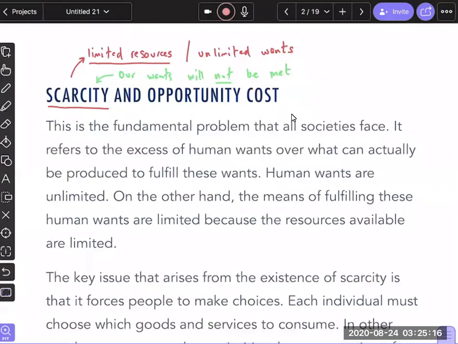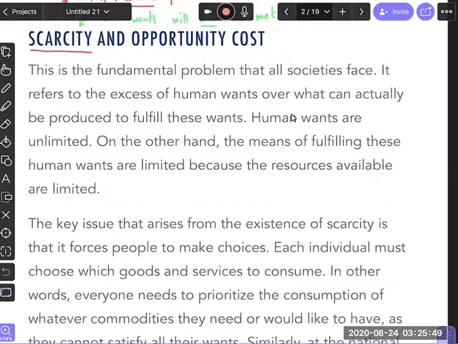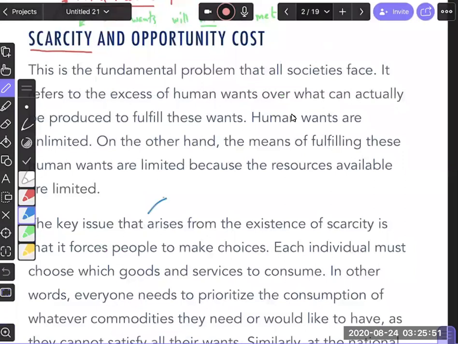So this is what I wrote. This is a fundamental problem that all societies face. It refers to the excess of human wants, too much of human wants, compared to what can actually be produced to fulfill these wants. The human wants are unlimited, but what can be produced to fulfill them is limited. The fact that human wants are unlimited makes us face this problem of scarcity. And because of scarcity, we have to make a choice.